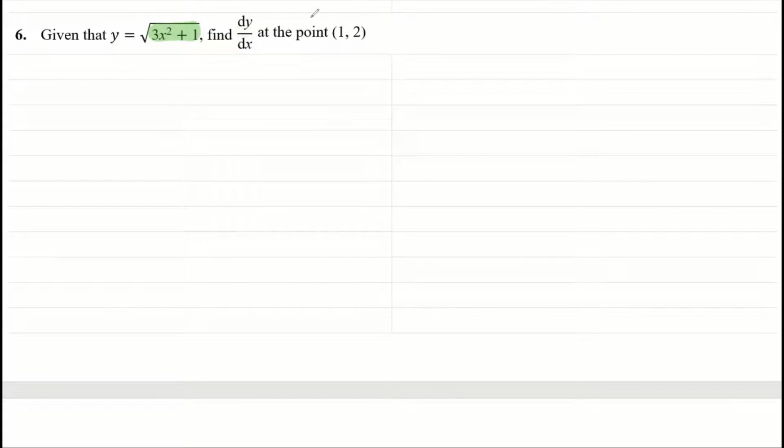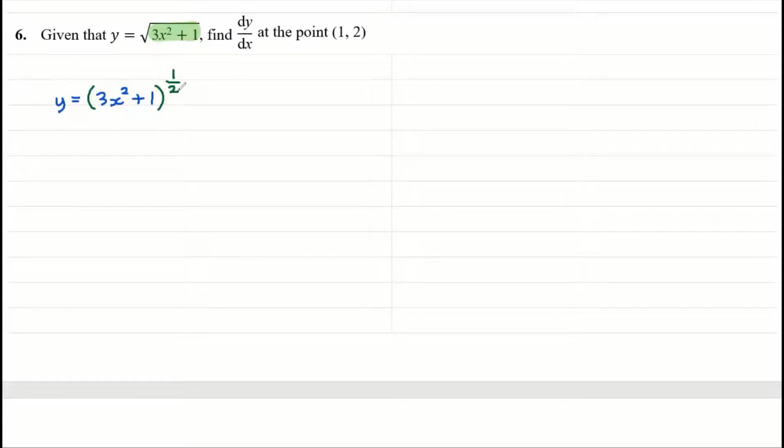So let's define what this actually means, but we'll just rewrite it slightly so we're in a position to differentiate. So I'm just going to rewrite it, not in surd form, but in index form. So we have y is equal to 3x squared plus 1, but raised to the power 1/2. Okay, it's the same thing. We do that because that's how we set it up when we're differentiating.